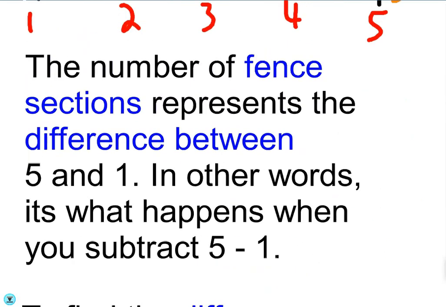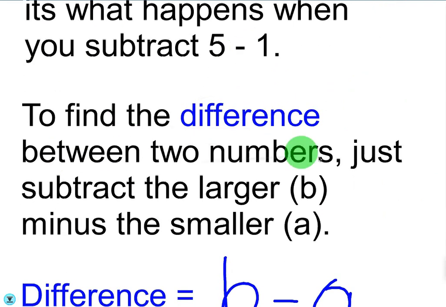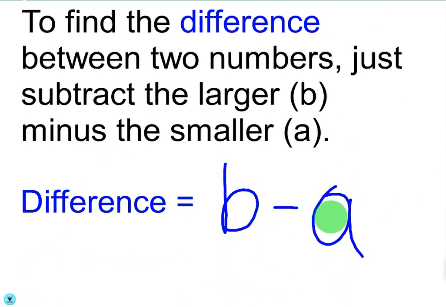So let's read this together. The number of fence sections represents the difference between 5 and 1. In other words, it's what happens when you subtract 5 minus 1. To find the difference between two numbers, just subtract the smaller number a from the larger number b, in this case 5 minus 1. So the difference between two integers is simply b minus a. Again, this might seem really obvious, but this will help you. This is foundational in order to understand how to find how many integers are between two integers and how many integers are up to and include both the integers from the left and right, or the smaller and the larger.